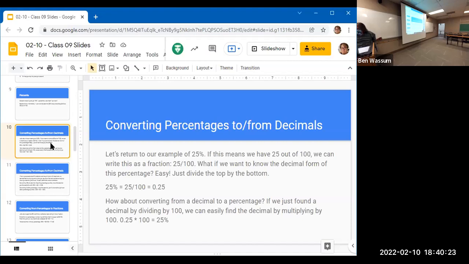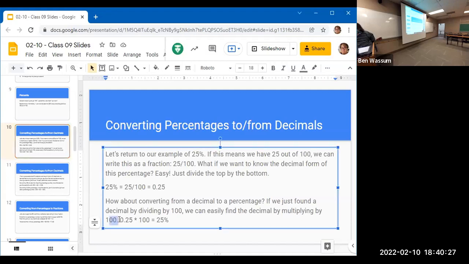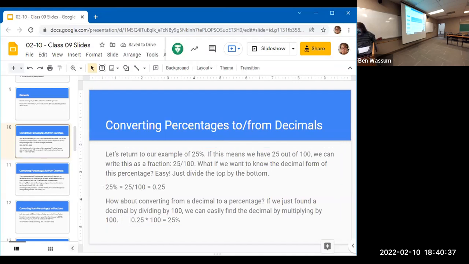Times, I don't know what I got going on here. Oh, okay, I see what's happening. That's the last part of that sentence. You give it a little space there. I thought it was 100.0 point. Yeah, so you just multiply it by 100 to get 25%.